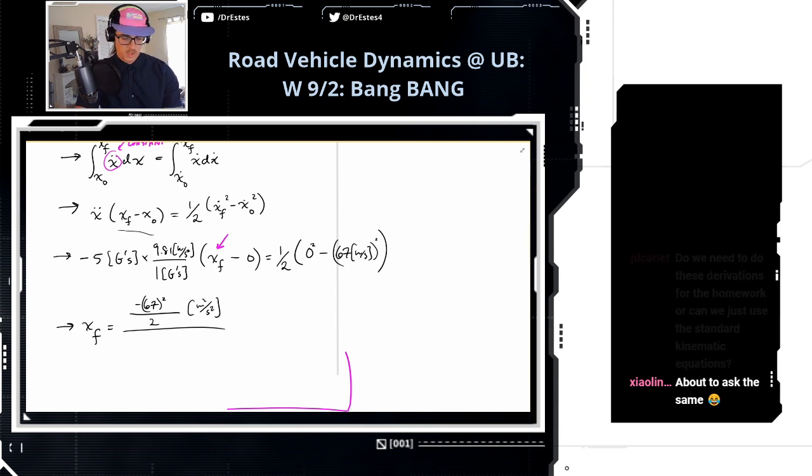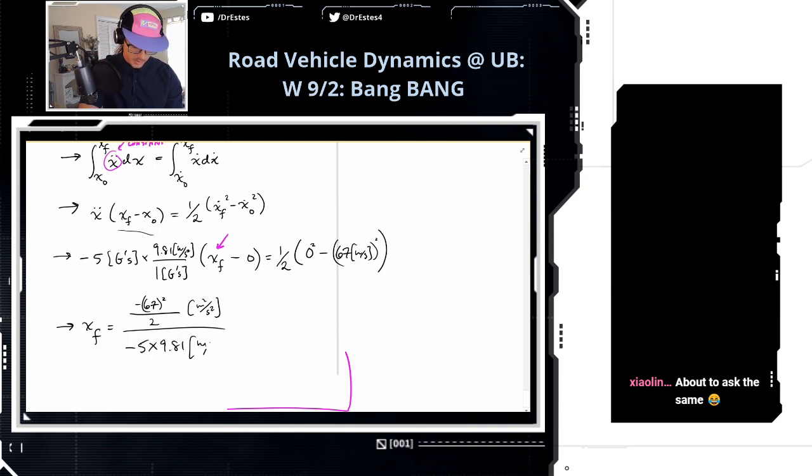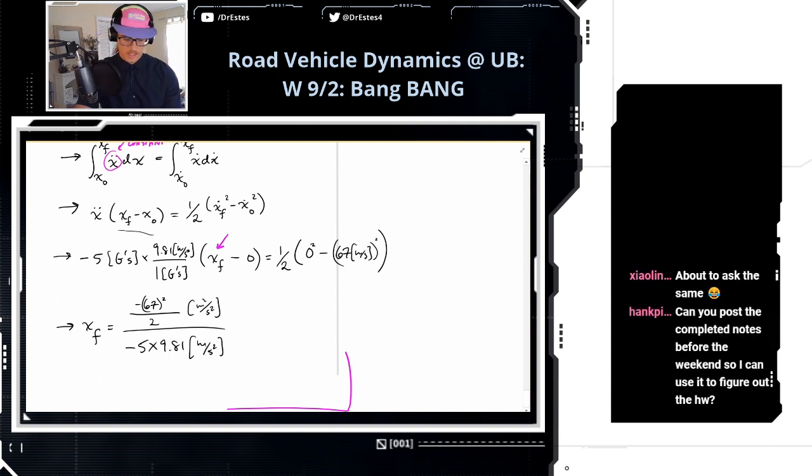Okay. So I have this minus 5 times 9.81 meters per second squared. So this is just solving for XF from that equation. And I got... Can you post the completed notes before the weekend so I can use it to figure out the homework? Of course.